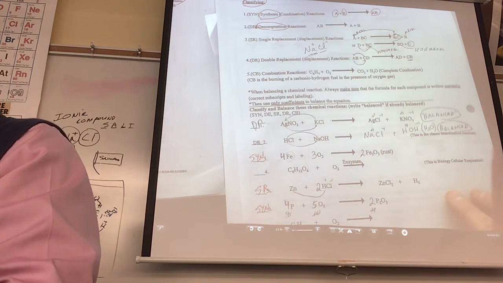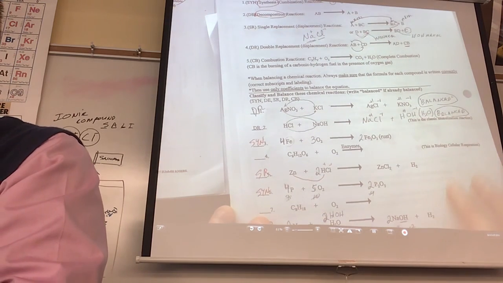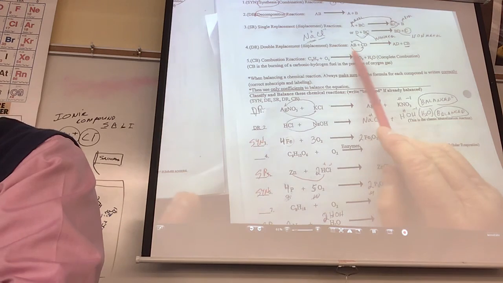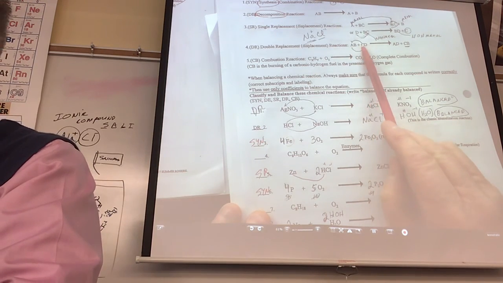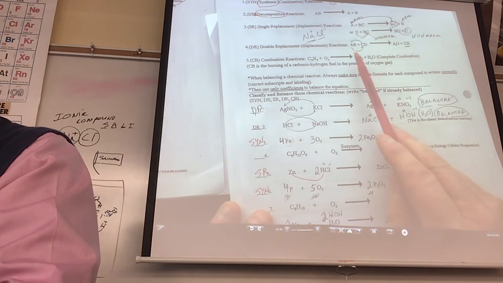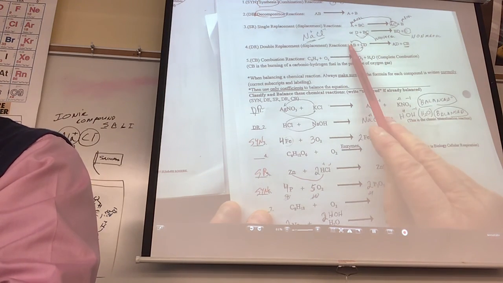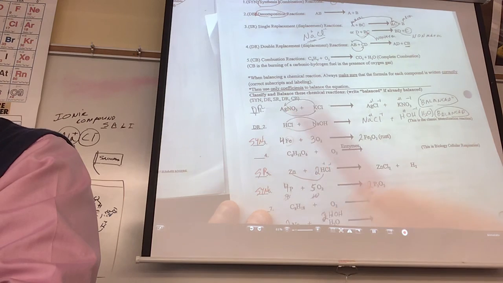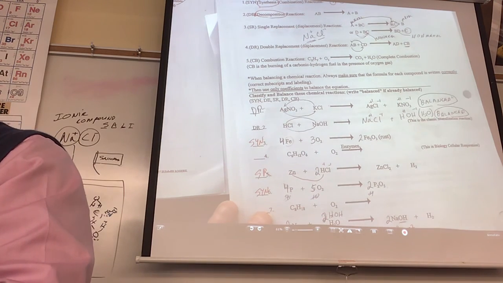All right. And then the double replacement was kind of fun. AB plus CD, and I'm going to kick you out, and I'm going to kick you out. And so two things get kicked out. And so A is going to form a compound with D, and C is going to form a compound with B, and that's called double replacement.